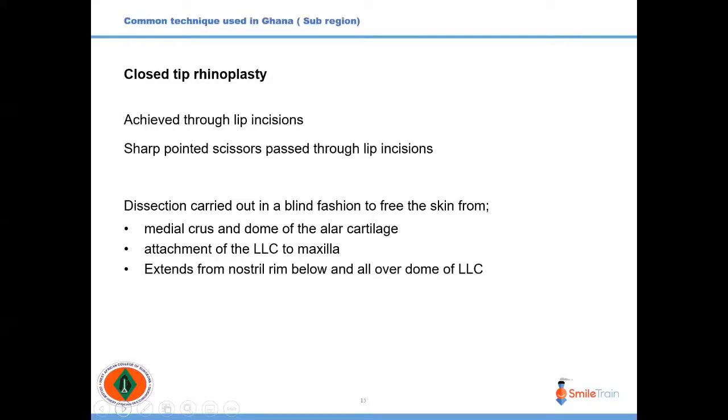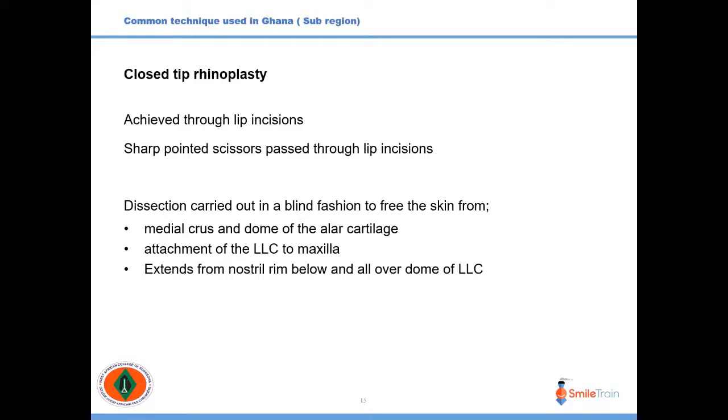In closed tip rhinoplasty, which is the most common method of rhinoplasty, I have seen most of the cleft surgeons in Ghana incorporate it. It is achieved using sharp pointed scissors through the lip incisions, in an attempt to free the cartilage, to dissect the fibrous tissue between the cartilage and the skin.